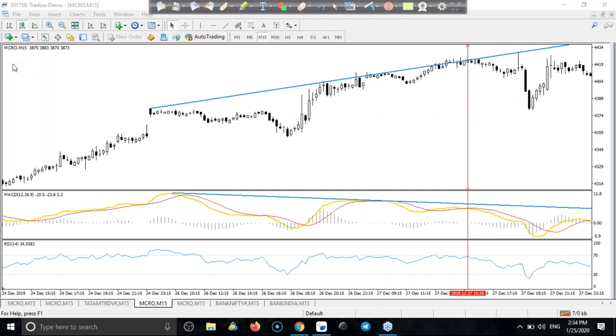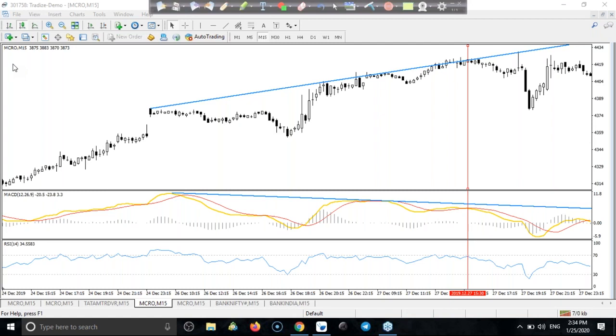Which time frame is important? I'm using the 15 minute time frame, Kundan Kumar. Can we check dual time frame, like a single time frame? Yeah, definitely, that is the best way, Sanjay Kumar.